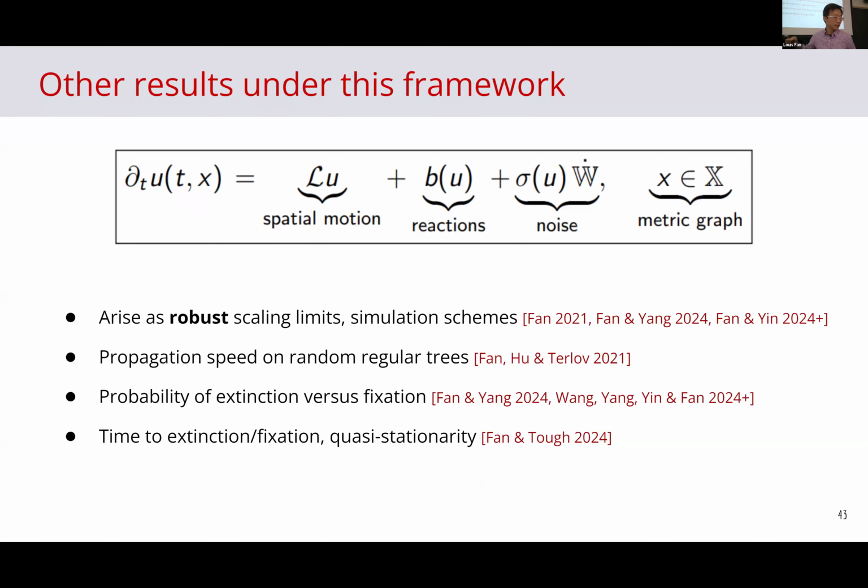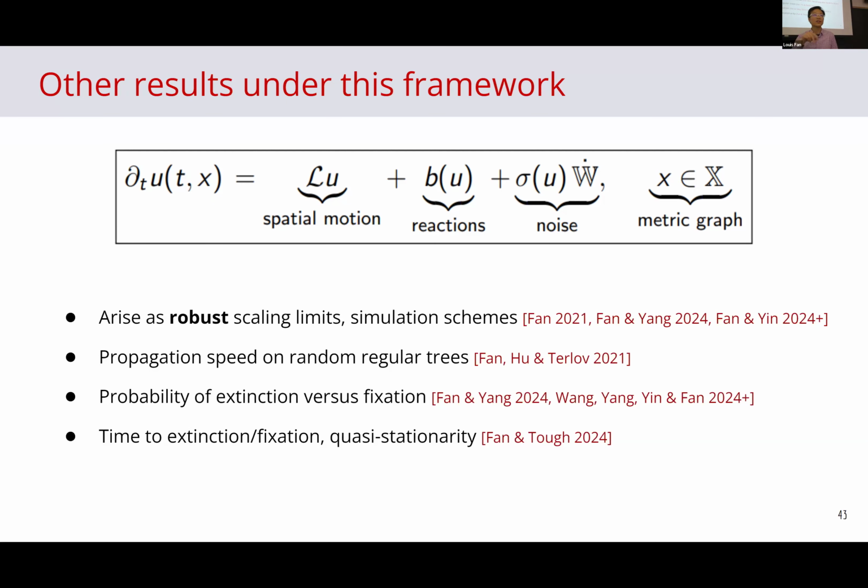There are other results along this line. Yes, this class of equations for mass action kinetics arises as robust scaling limits. And in recent work, we study the FKPP equation on a class of random regular trees and obtain the traveling wave in terms of the degree of the tree. And we also got a critical birth rate.